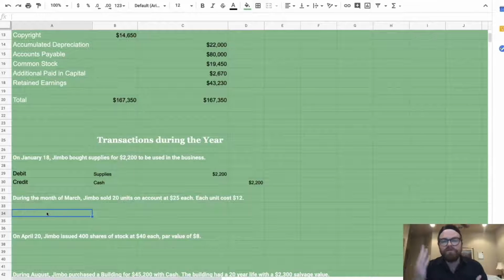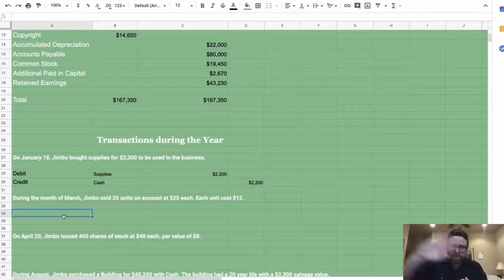So during the month of March, Jimbo sold 20 units on account at $25 each. So he sold 20 units on account for $25 each. Well, he sold, that means he got something for it, right? He sold something, so he got something for it. And what he got was he's going to get cash.